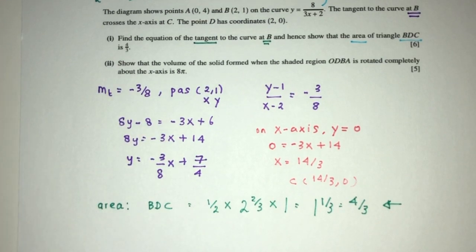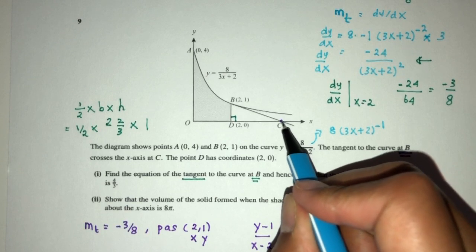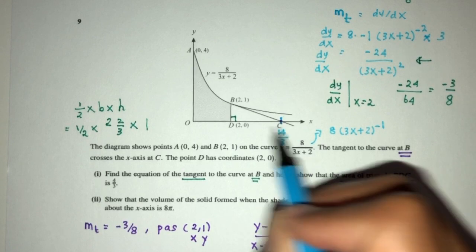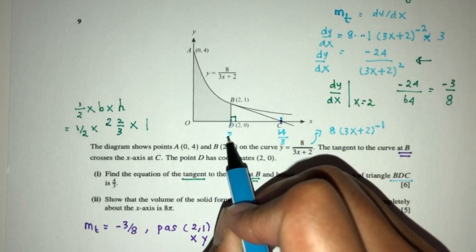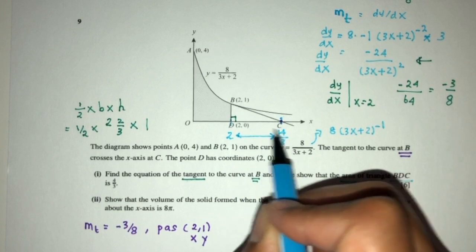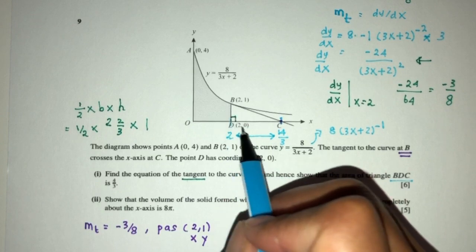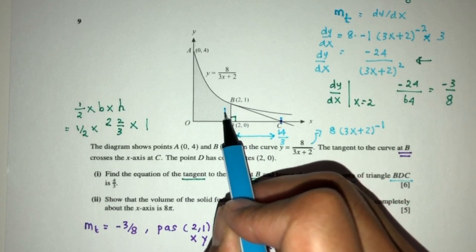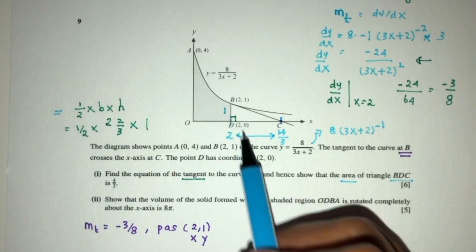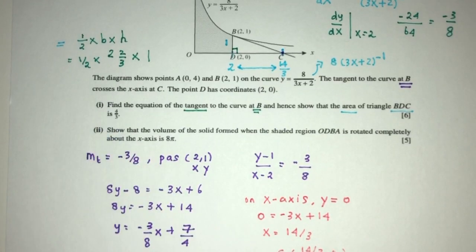Again, let me explain. For this value here, I've realized that the x value of point C will be 14 over 3, and the x value of D will be 2. The base will be the distance between those two, so we take this minus this to find the base distance. Height is pretty easy: it is 0 to 1, that is only 1. So the area of the triangle will be half times base times height, which gives you this value shown as required by the question.